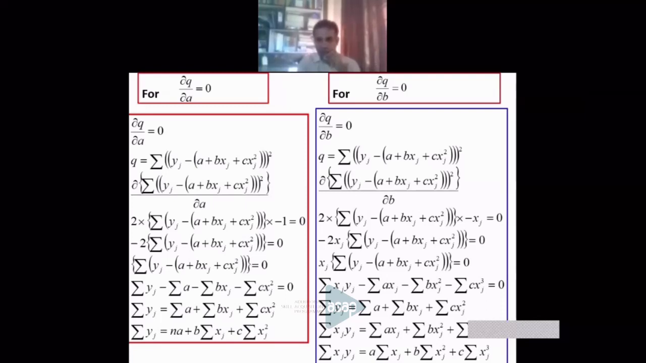Transpose all these three terms to the right hand side. So you have, like the previous equation, sigma xj yj equals a sigma xj plus b sigma xj squared plus c sigma xj cubed. Same way, if I take the constant a outside, this equation can be rewritten as sigma xj yj equals a into sum of xj's, b into sum of xj squared, c into sum of xj cubed. So you got two equations now. This is equation 1, equation 2, and in the next slide we'll have equation 3.